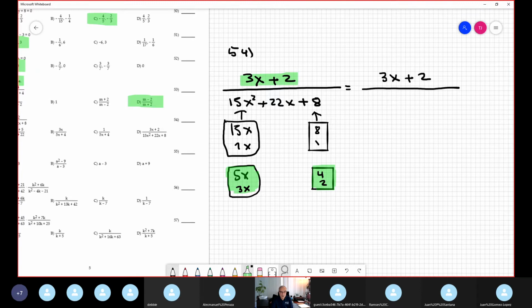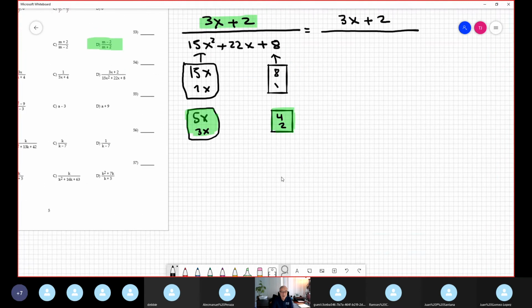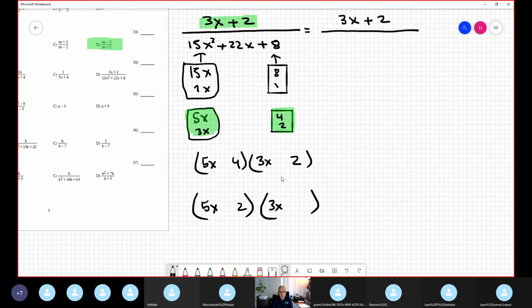This combination, you copy in two different possibilities. Okay, we have the case 5x, 3x. The first part I did exactly the same. The difference is now 4, 2, 2, 4. I switch it like that, and you multiply 10x, 12.